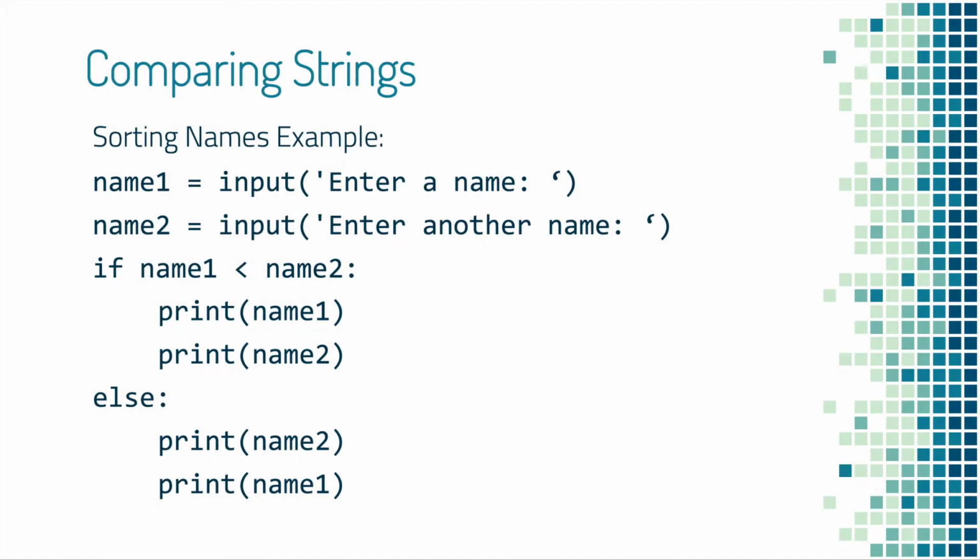So here's another one. If we're sorting names, we can say name 1 and name 2. Again, we're comparing the ASCII value. If name 1 is less than name 2, name 1 comes earlier in the alphabet than name 2. Otherwise, we do the other one: we print name 2 first because name 2 comes before name 1.